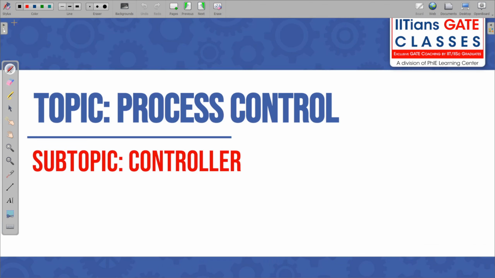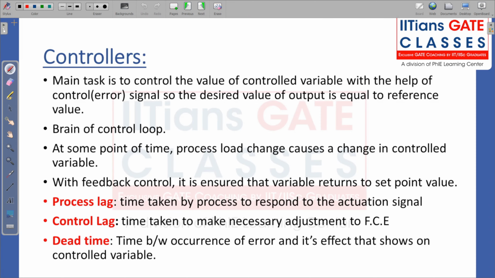So in today's session, in our process control playlist, we are going to see the controller part. Controller is very important from your GATE perspective as well as from your PSU interviews, whatever they are going to ask in your interview, it is going to be asked basically from controller. This process control, I have already told that it is not that important from GATE perspective, but it is quite important from your PSU interview. Why? Because many questions are asked from this process control. So let us see then what is our controller.